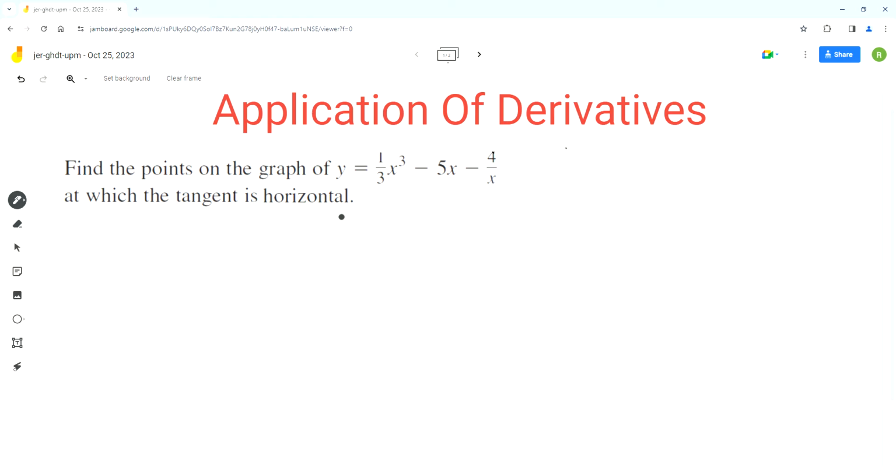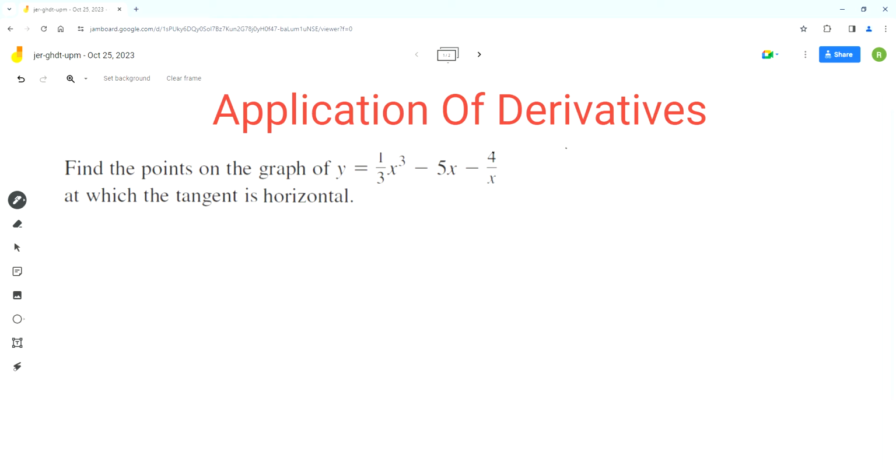So the first step here is to find the expression for the derivative of this function, because that will represent the expression for the slope of the tangent. And for that, we'll use the different rules of derivatives. Now this function is made up of three terms. The first two terms are polynomial terms, but the third term is a rational term because the x is in the denominator. So the first step is to move this x term to the numerator, and that will change the sign of the exponent.